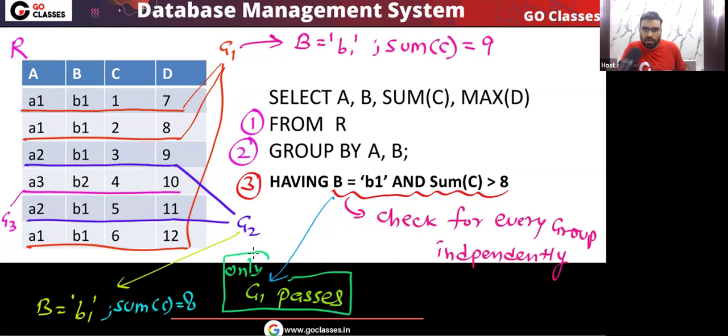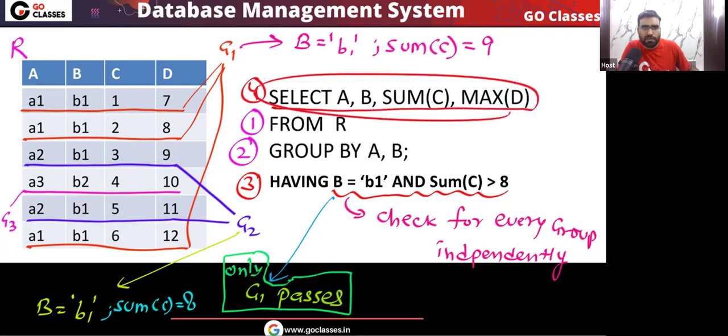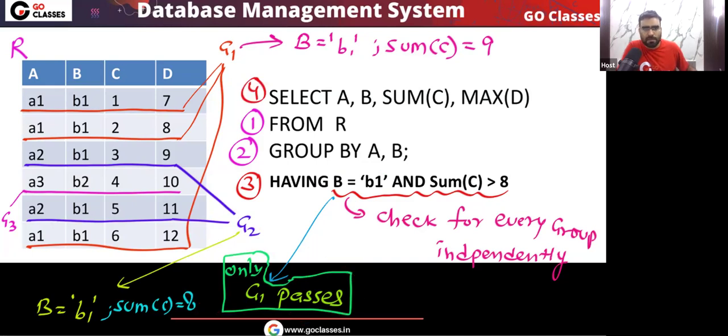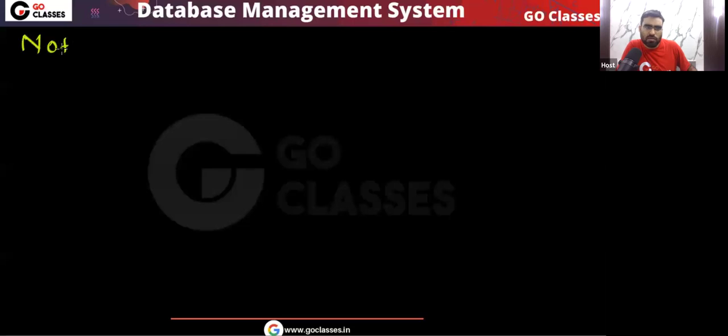Yes or no? Correct? Only G1 will pass. So if only G1 is passing, then this is the last step. Only G1 will pass. So remember, the number of tuples in the output will be how many groups are passing. Is this clear? This is a note.